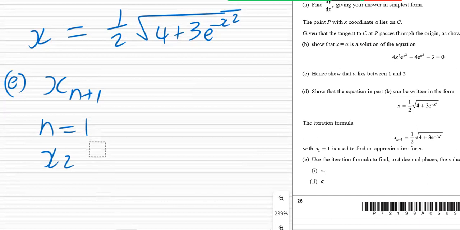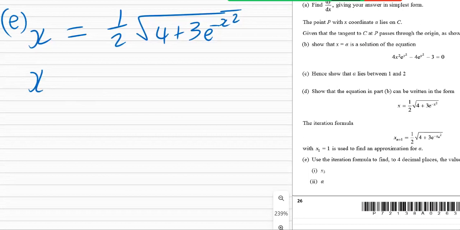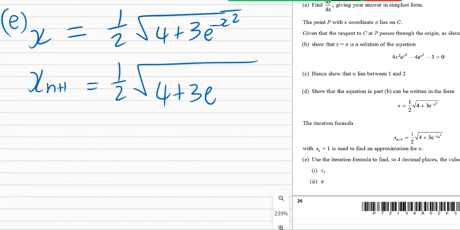They've given the general formula. The only thing that changes from the formula that we had worked out in the previous question is that x n plus 1 is equal to a half, exactly the same, 4 plus 3, and then instead of the x over here, we'd have to have x n. So this one is one more than this one. Always just notice that. I just want to make this as clear as possible.